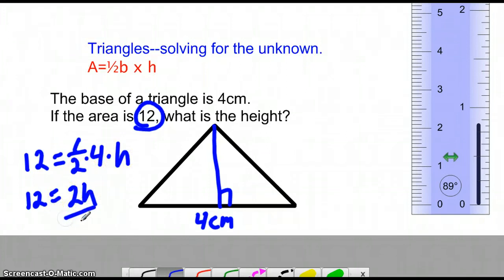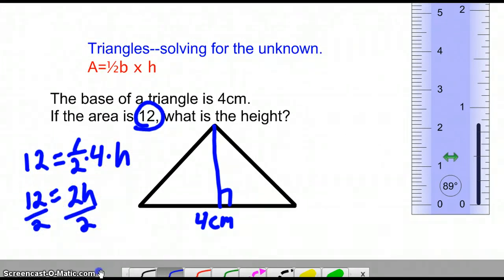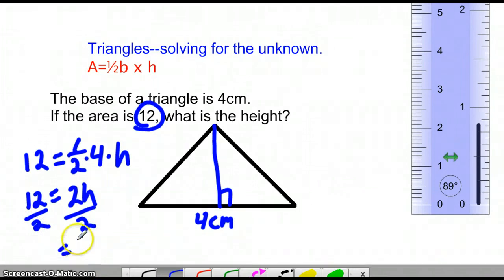We need to undo this, so we divide by 2. We divide by 2. 2 divided by 2 is h. 12 divided by 2 is 6. So the height of this is going to be 6 centimeters.